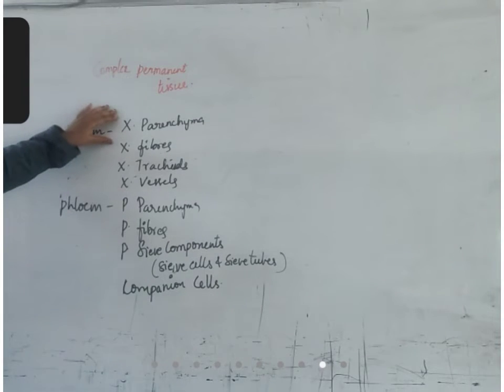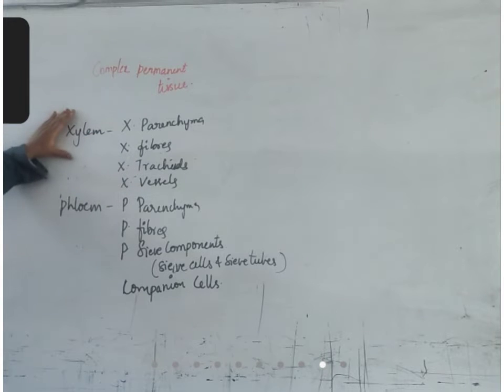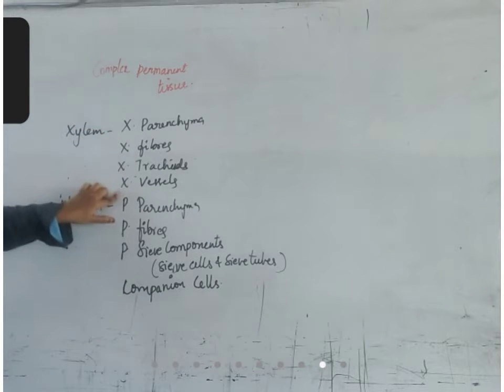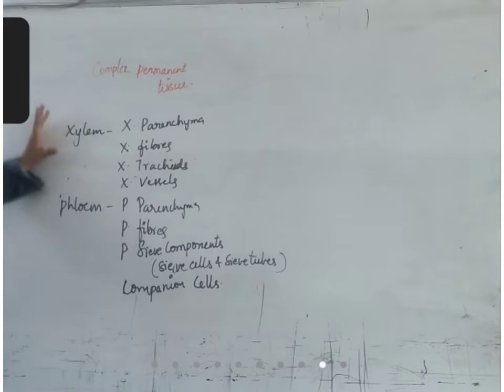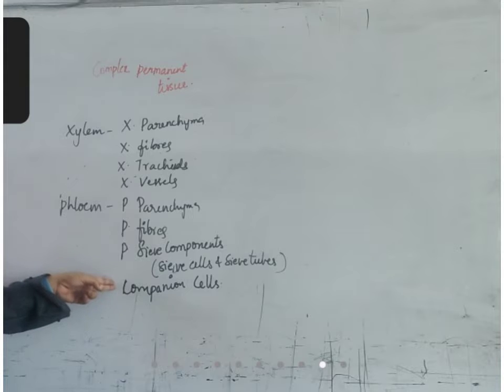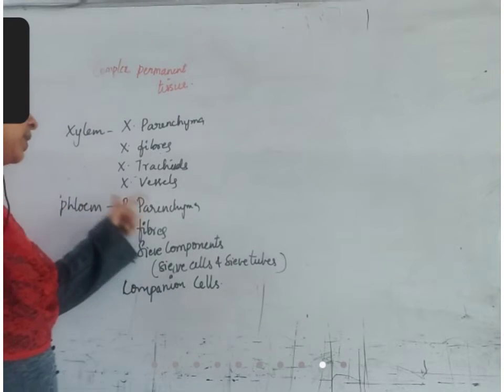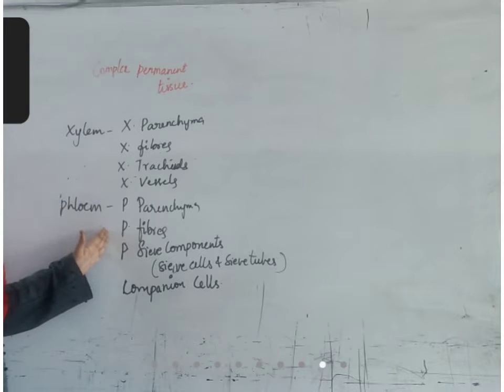So there are some parenchyma cells, some xylem fibers, tracheids, and vessels, which together make xylem tissue. Since there are different components, this is a complex tissue. Take phloem also: parenchyma is present, phloem fibers are present, sieve components are present, and companion cells are present. These are all different. All phloem parenchyma are similar looking, and all phloem fibers are similar looking, but when you compare, there are sets of similar cells. That's why it is a complex tissue, right?